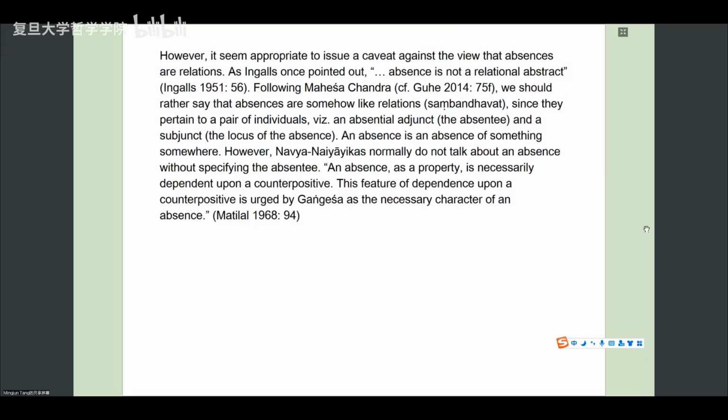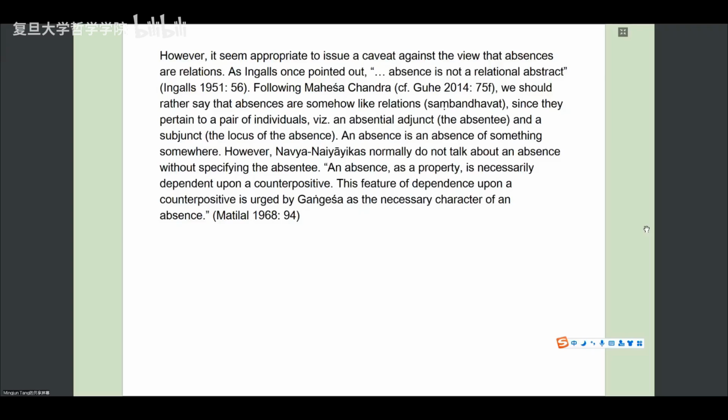However, it seems appropriate to issue a caveat against the view that absences are relations. As Ingalls once pointed out, absence is not a relational abstract. Following Mahesha Chandra, we should rather say that absences are somehow like relations, sambandhavat. This is what he says in his book, Brief Notes.